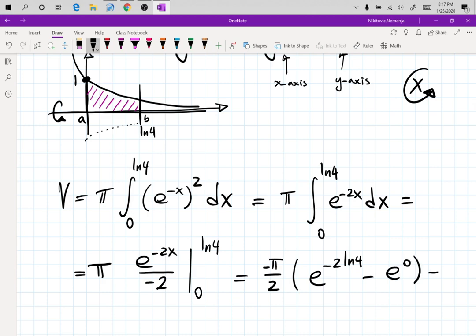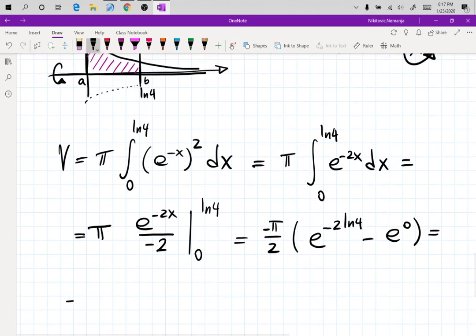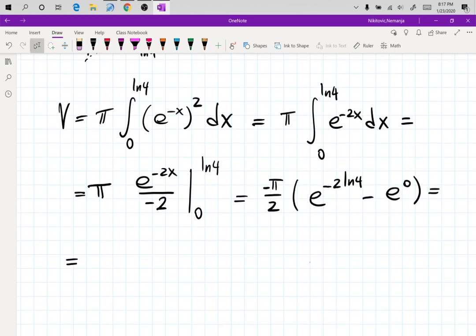Can I ignore e to the 0? No. That's 1. Exactly. You can't ignore it. It's 1. You only ignore 0 for polynomials. Cosine of 0 is 1. e to the 0 is 1. You can't ignore it. All right, negative pi over 2. Now what do I have? I have e to the ln of 4 raised to negative 2, minus 1.